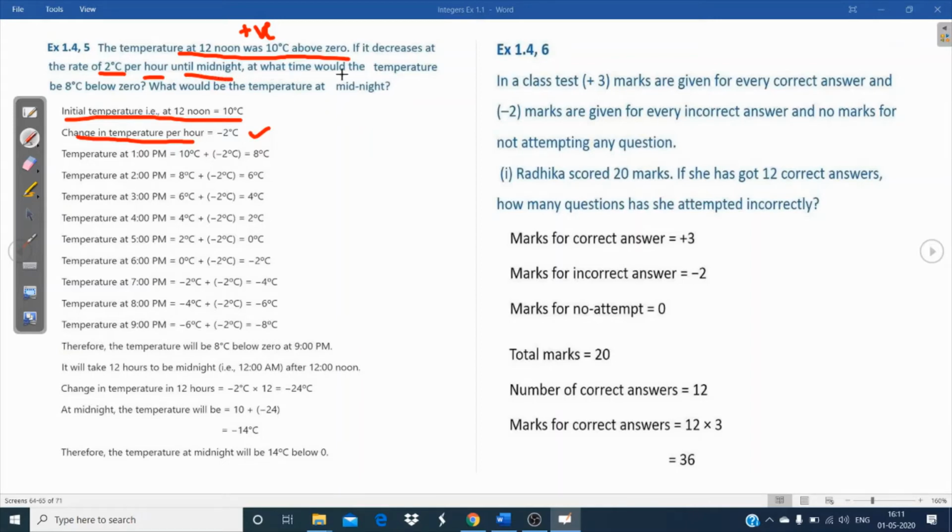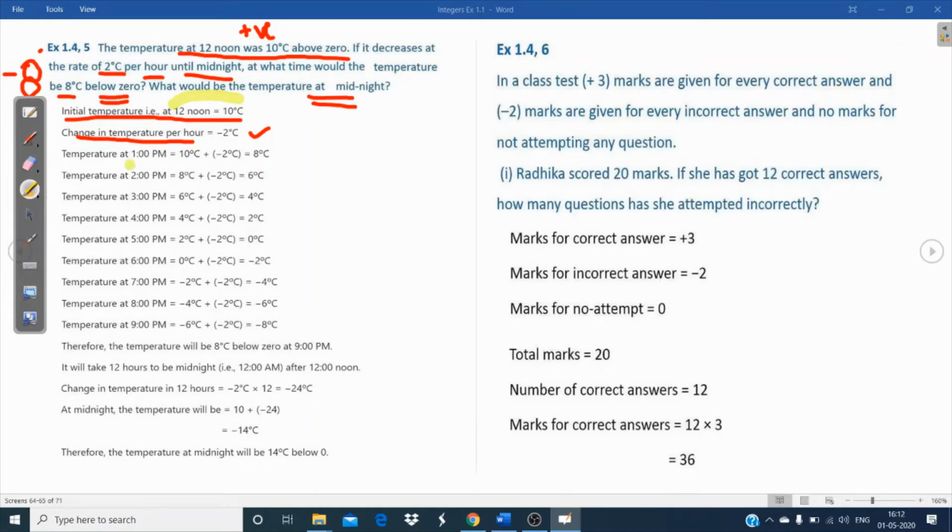At what time would the temperature be 8 degrees Celsius below 0? They are asking at what time the temperature will be 8 degrees below 0, meaning the temperature should be minus 8 degrees Celsius. And what would be the temperature at midnight? Means at midnight, what will be the final temperature? So let's start. It is given the initial temperature at 12 noon was 10 degrees Celsius.